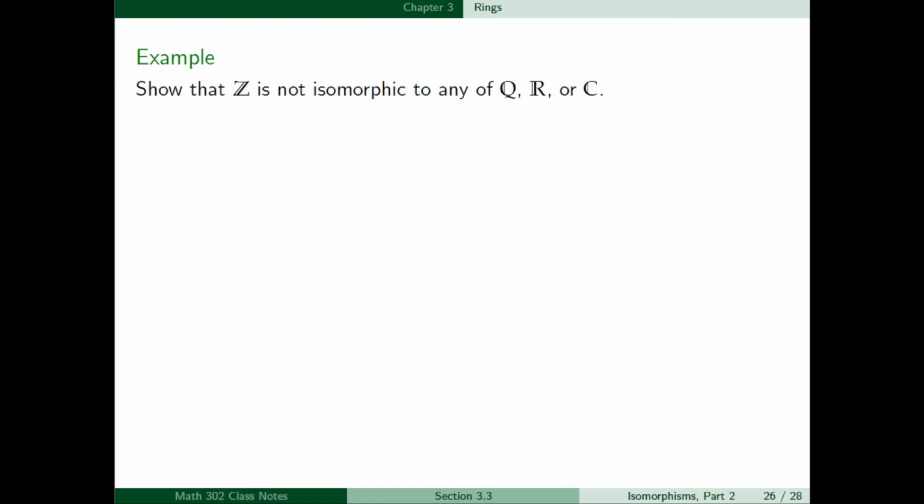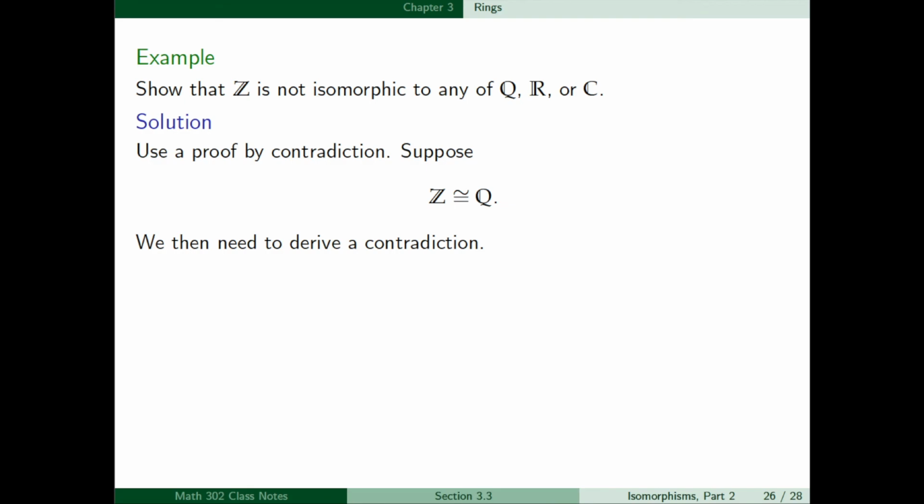For another example, we can show that Z is not isomorphic to any of Q, the field of rational numbers, R, the field of real numbers, or C, the field of complex numbers. And to show this, we'll use a proof by contradiction. So let's suppose, for instance, that Z is isomorphic to Q, the field of rational numbers. We then need to derive a contradiction.